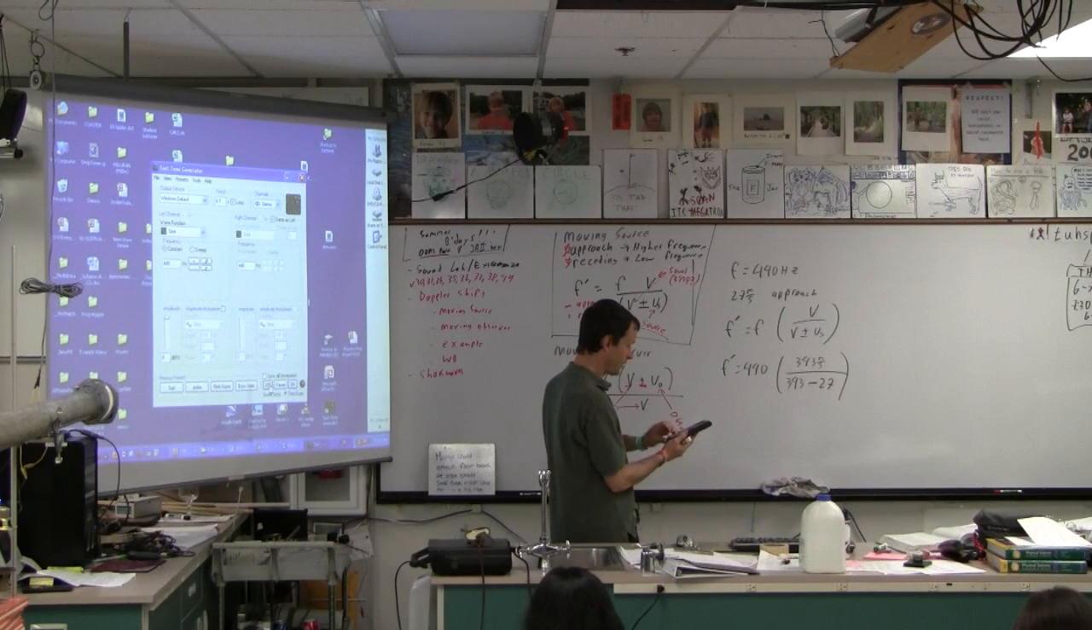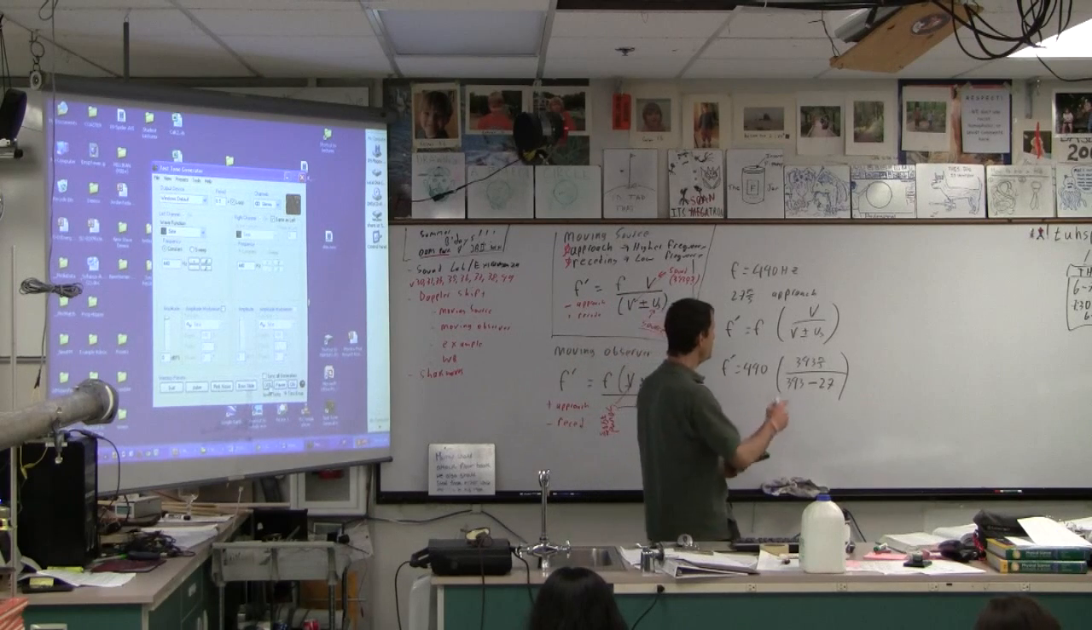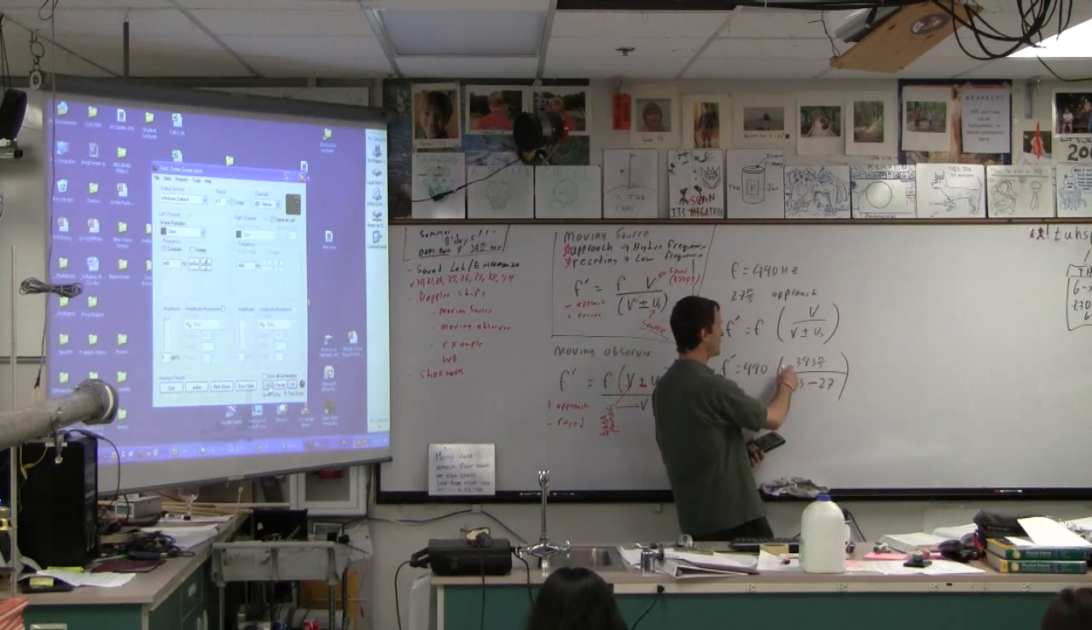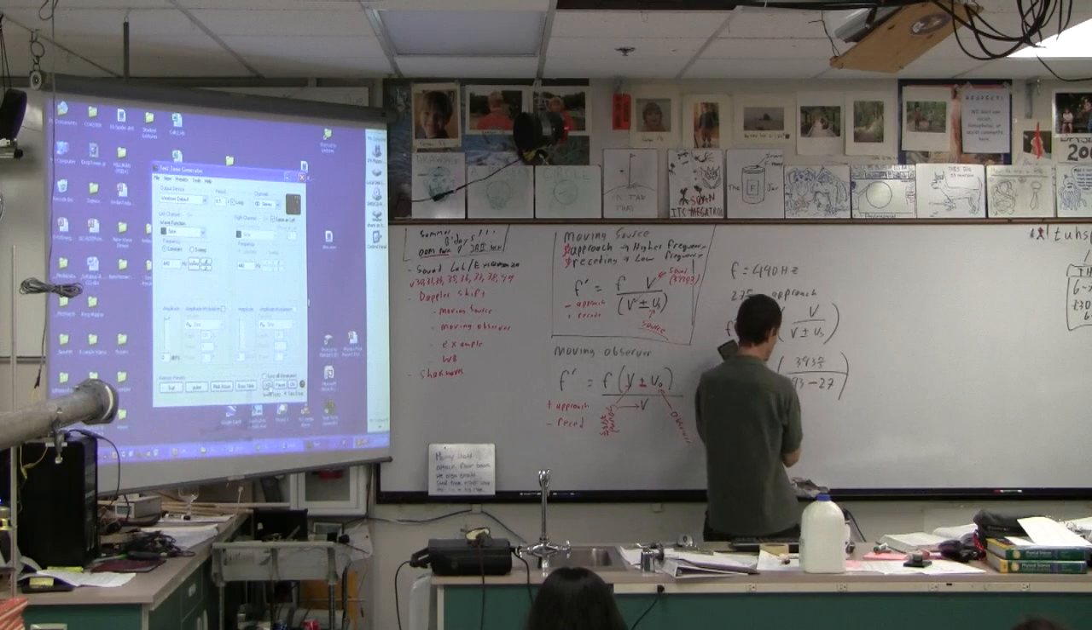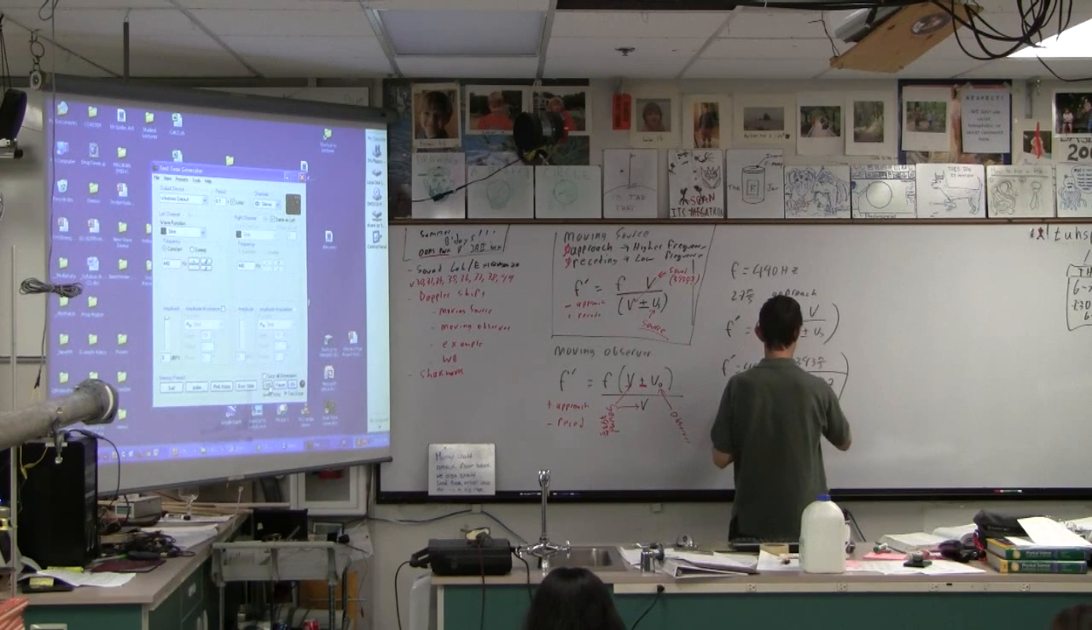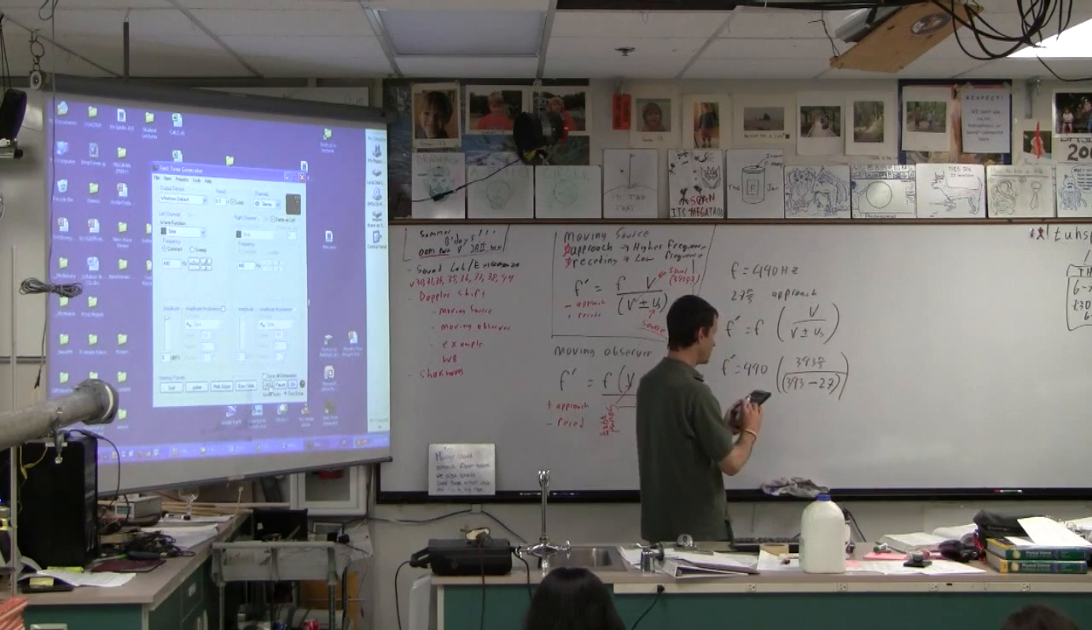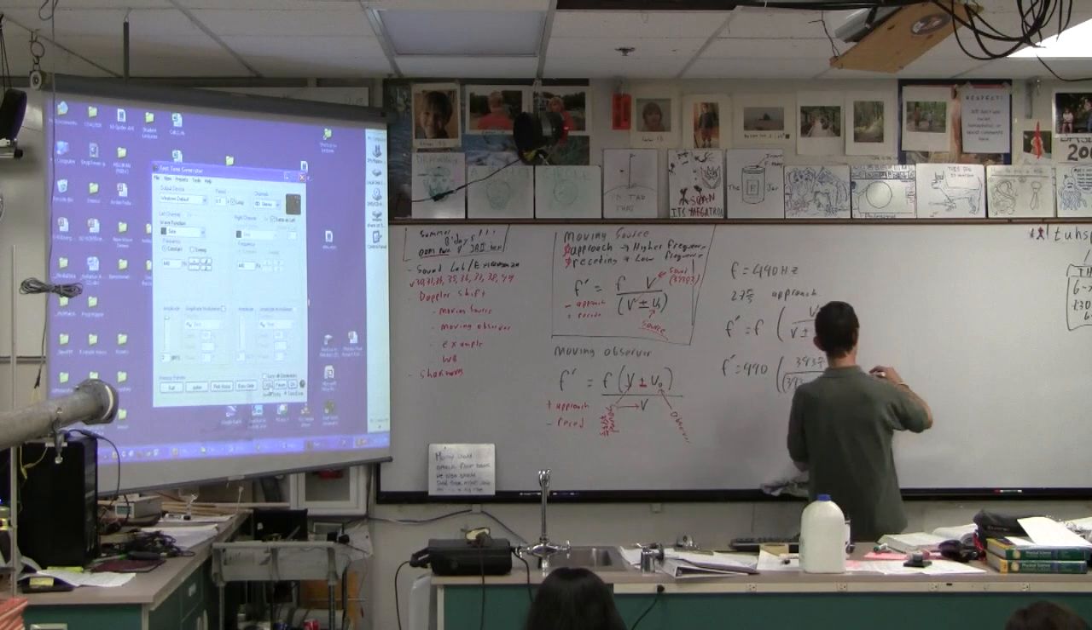343 divided by parentheses 343 minus 27. Take your calculator and do that. Calculate along with Mr. Murray. You have to put this in parentheses, so you times this divided by this in parentheses. Right? Sure enough, I get a frequency of 477.